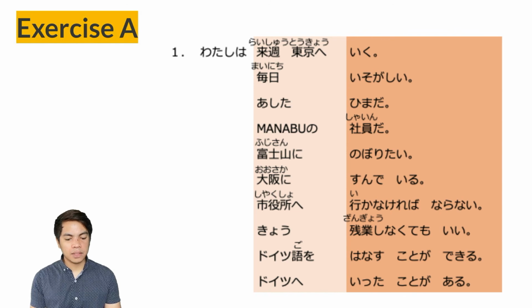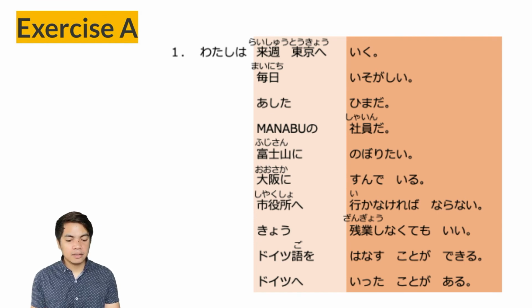Next line, watashi wa kyo zangyo shinakute mo ii. Kyo zangyo shinakute mo ii. So from zangyo shinakute mo ii desu, remove desu, zangyo shinakute mo ii. The plain style. I don't have to work overtime today. Next line, watashi wa doitsugo o hanasu koto ga dekiru. Doitsugo o hanasu koto ga dekiru. So from hanasu koto ga dekimasu, the plain style for dekimasu is dekiru. I can speak the German language.